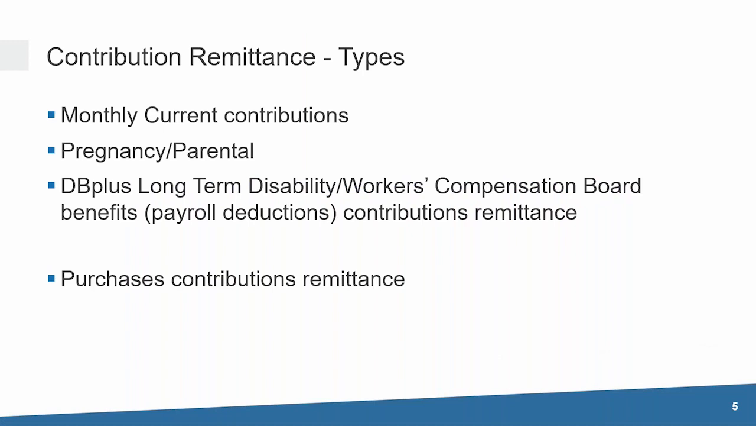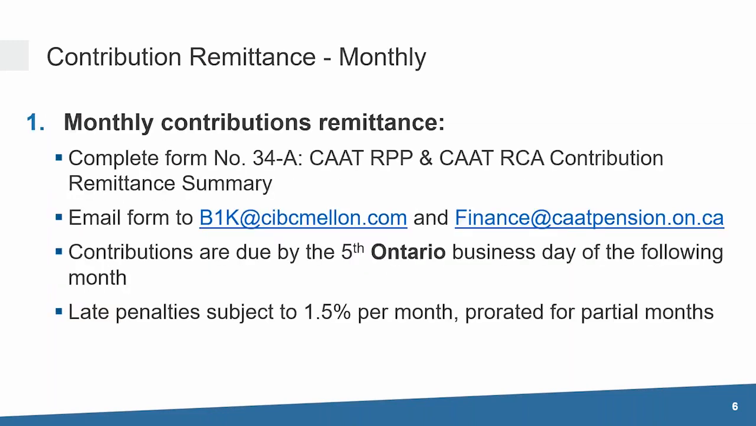The remittance process can be broken down into two distinct parts. The first one is the monthly current contributions and pregnancy parental contributions, along with remittances for DBplus long-term disability contributions. And the second part is pension purchase contributions remittance. The current contribution and pregnancy parental payroll deductions are done monthly. The appropriate form that should accompany the payment is Form 34A, which is titled CAT RPP and CAT RCA Contribution Remittance Summary. RCA stands for Retirement Compensation Arrangement, which is another plan administered by us.